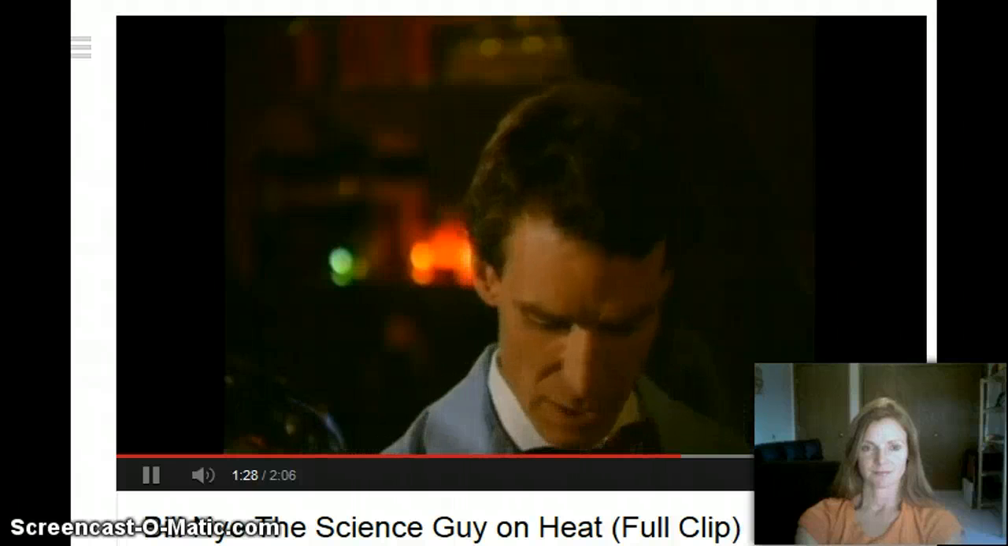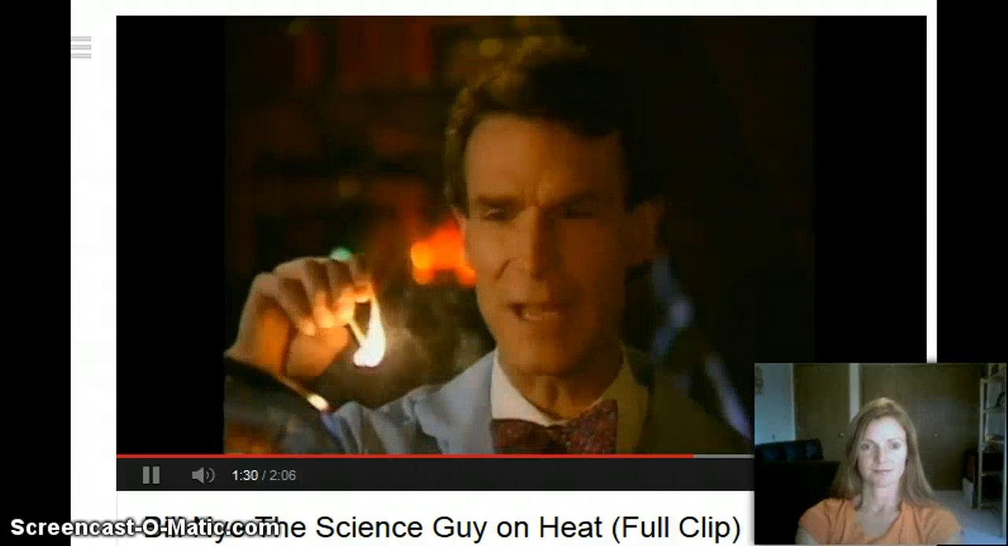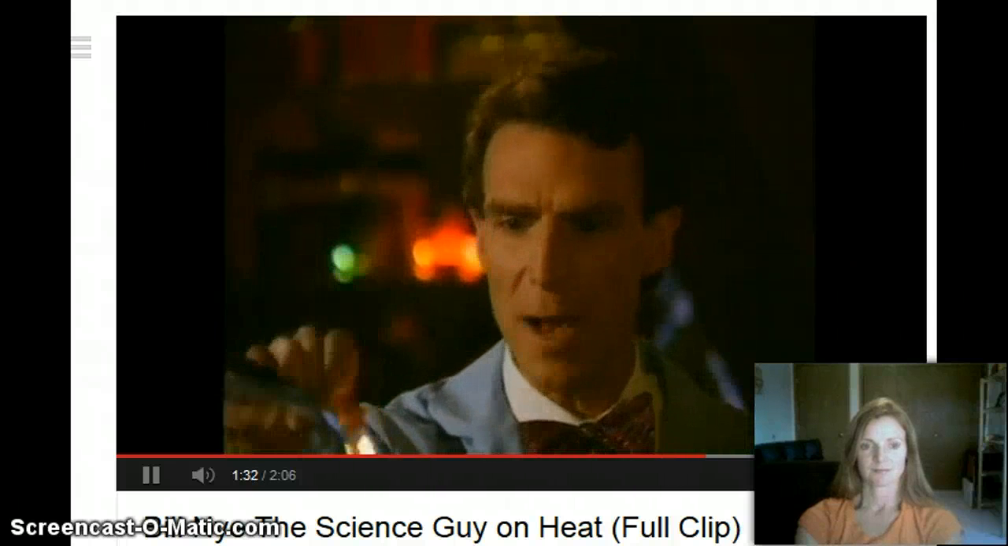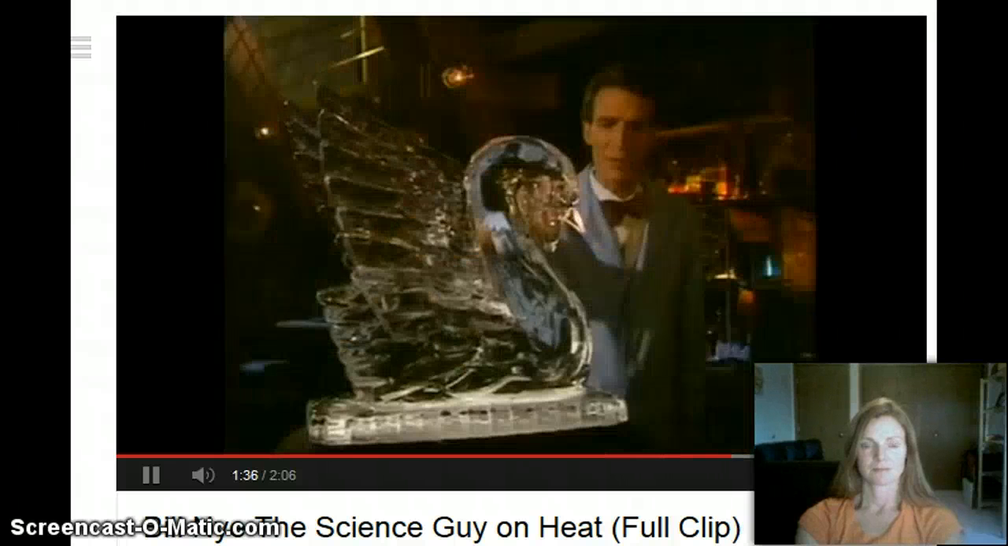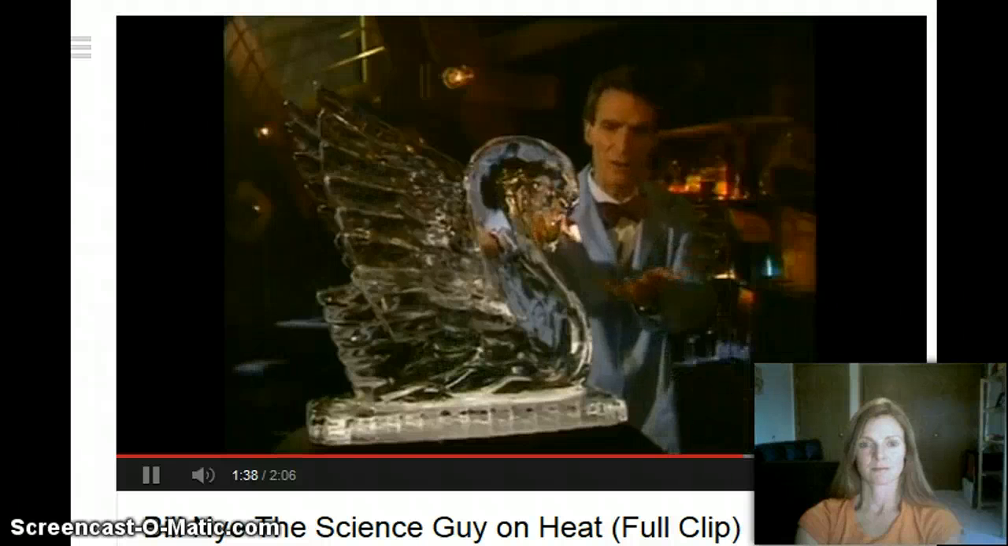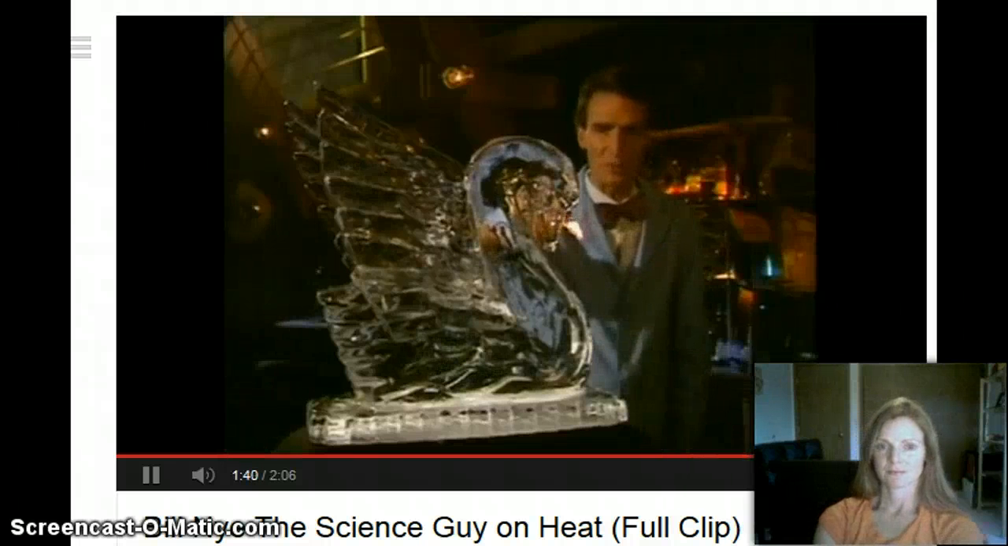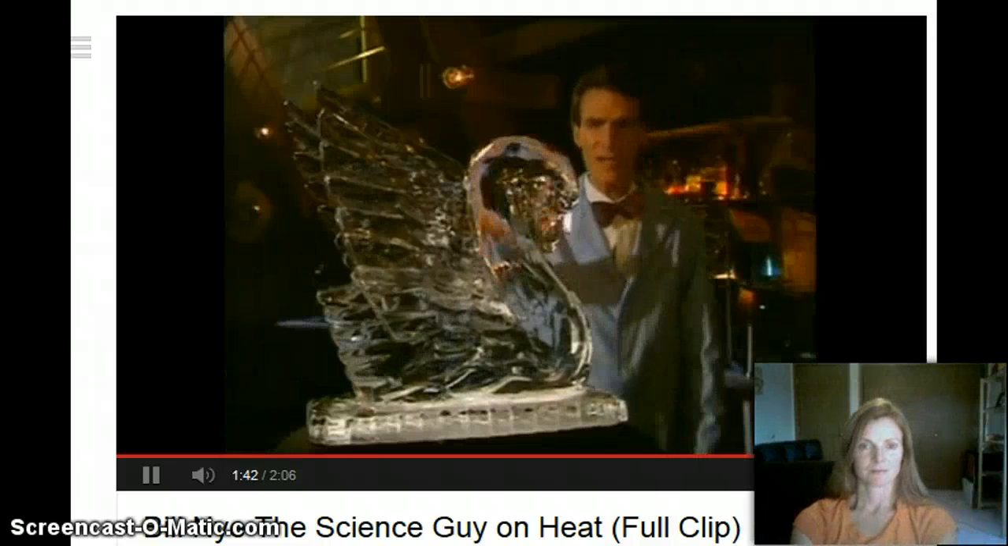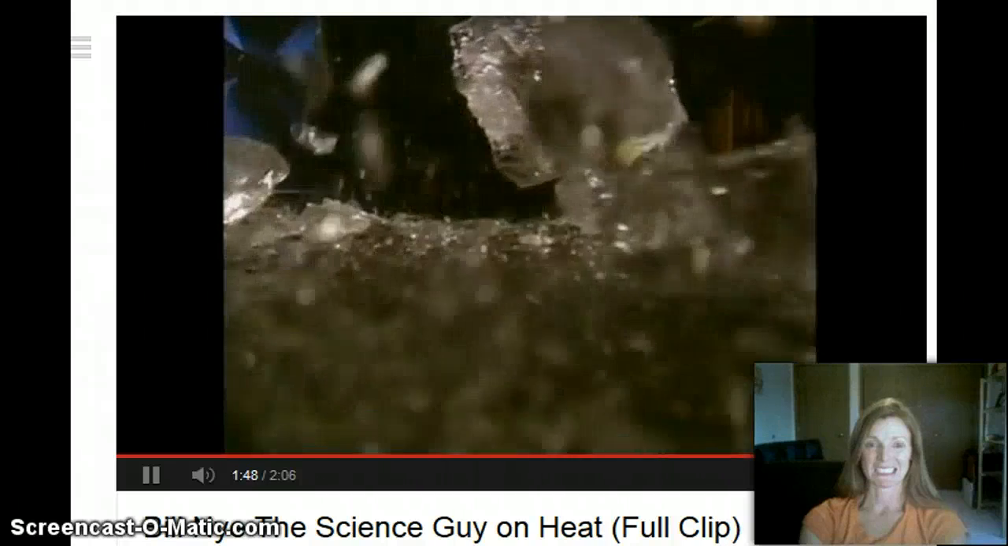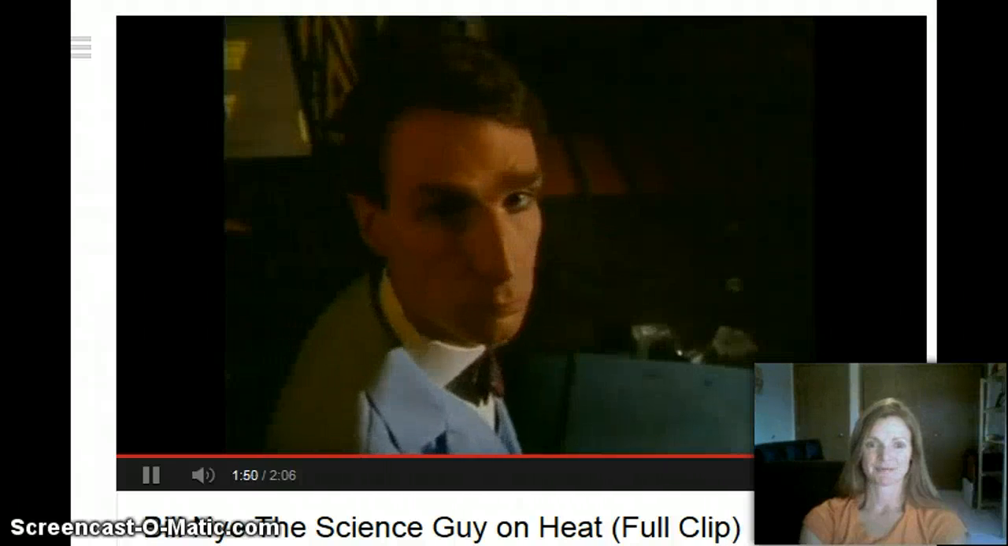More molecules, more heat energy. Think of it this way. Suppose you tried to take a burning match and use it to melt the whole ice sculpture. Well, it's not going to happen, right? I mean, the match is going to run out of molecules long before the sculpture. So, more molecules, more heat energy. Ooh, ow, ow. Careful. He broke the swan.